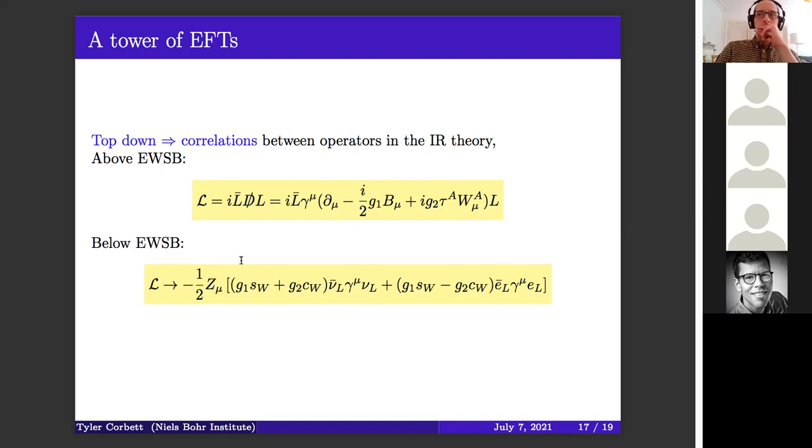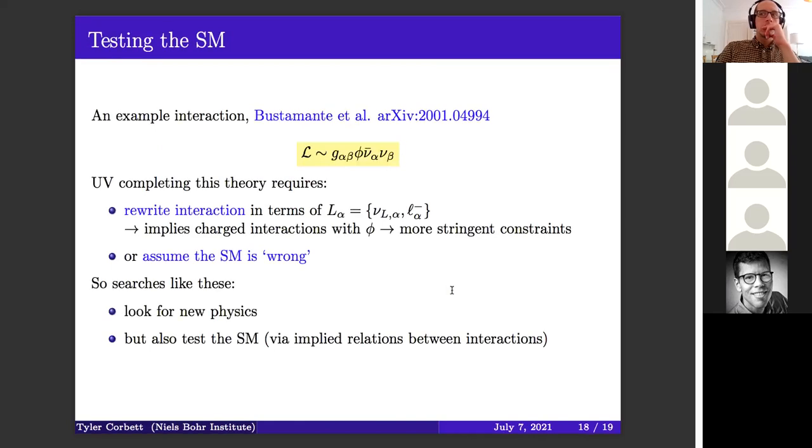And that's reflected when I integrate out formally the Z boson, or integrate out new physics and go to the standard model and go below electroweak symmetry breaking. These correlations are implied. So to put Mauricio on the spot, there's an example from one of his papers where they write down an interaction between neutrinos and a new scalar. Now, UV completing this theory requires that we rewrite the interaction in terms of the leptonic doublet, at least if you believe in the standard model gauge representations. This implies that there's also charged interactions with the phi fields.